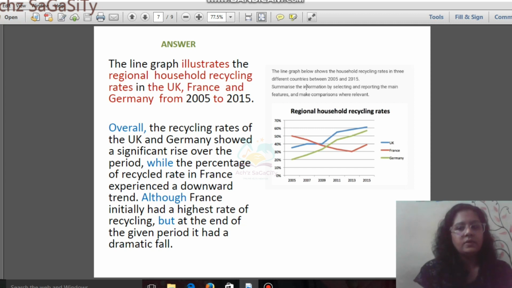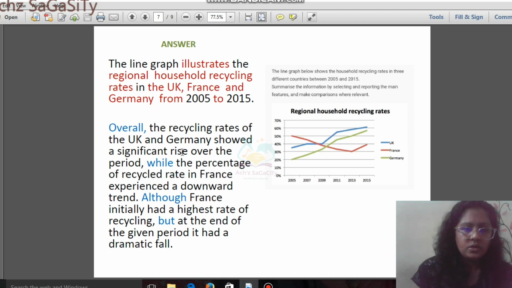Previously, we just wrote it as in general and so on, but now it's always better to start with overall. So here you can see, as I mentioned before, you can check for the trend. Here, two different countries show an increasing trend and one country shows a decreasing trend. So first we want to write about the trend. The recycling rates of the UK and Germany showed a significant rise over the period, while we used one connector to connect the increasing data with the decreasing data. So always try to use the connector properly: while the percentage of recycled rate in France experienced a downward trend. So first we wrote about the trends. The two countries show an increasing trend and one a decreasing trend.